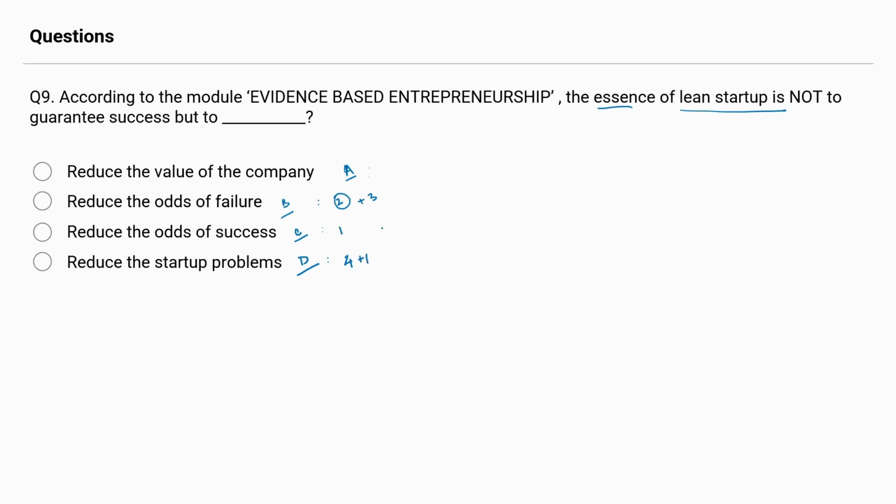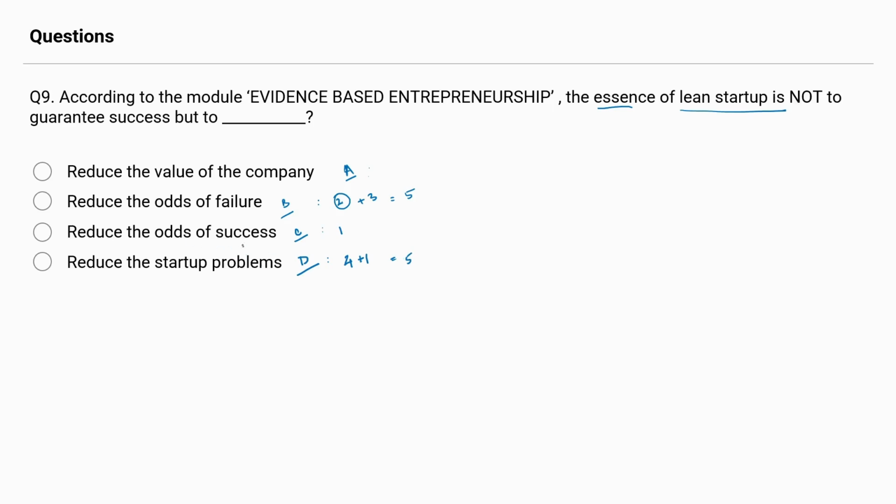Okay, please keep voting. I'm just pointing out the votes which are mentioned here. We got 5 votes for B, 5 votes for D, 1 vote for A. Sorry, 1 vote for C.